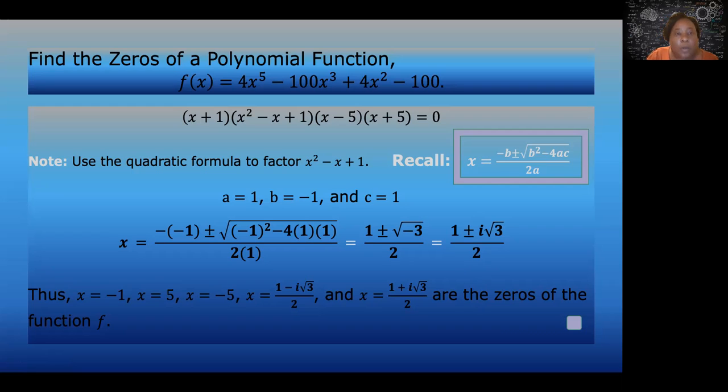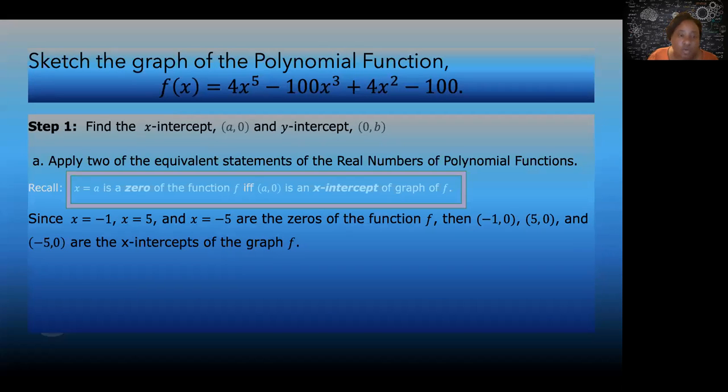So the next component, we want to sketch the graph of the polynomial function. So we're using the same polynomial function. The first step we would do is find the x-intercept, which is our a comma 0, and the y-intercept, which would be our 0 comma b. We still have those equivalent statements that were given in the previous slide.